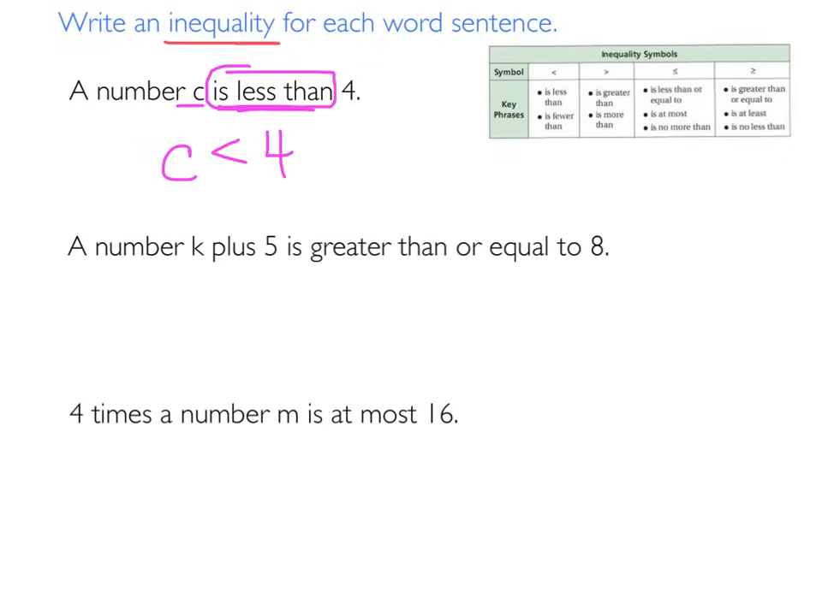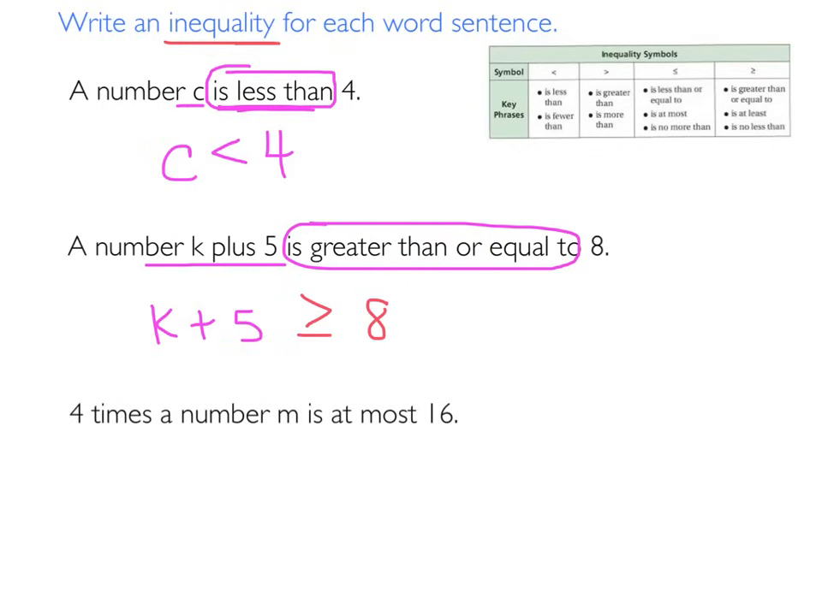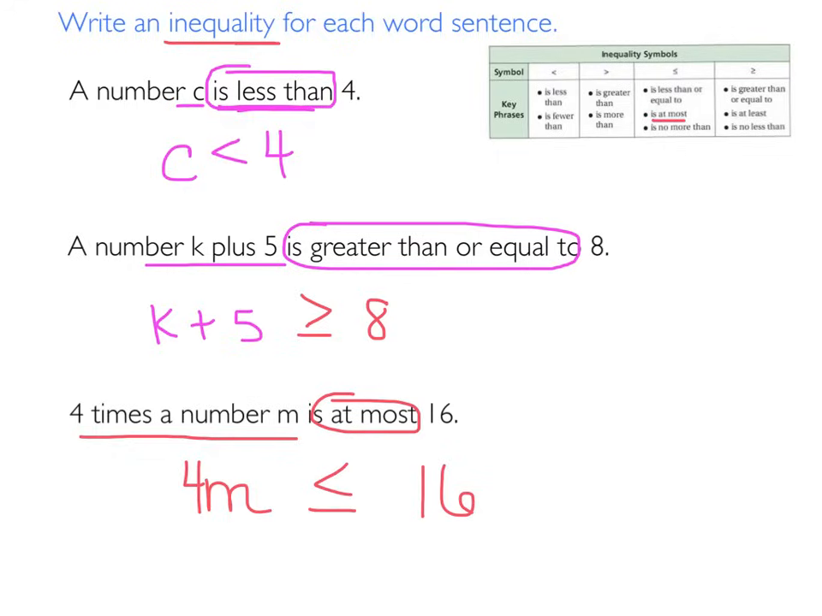Let's try the next one. It says a number k plus 5 is greater than or equal to 8. This is telling me that k plus 5 is bigger than or equal to 8, so I'll put that symbol. I just wrote an inequality. Let's try another one. It says 4 times the number m, so I'll write 4m, is at the most 16. These are the hard ones to figure out the symbols for. At the most means it can't be bigger than that. That's the highest it goes. So at the most, here's the symbol. It has to be less than 16 or equal to.